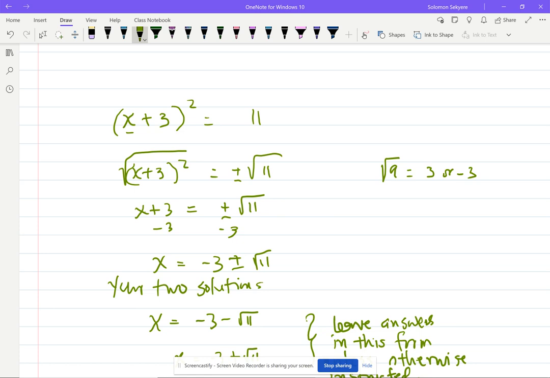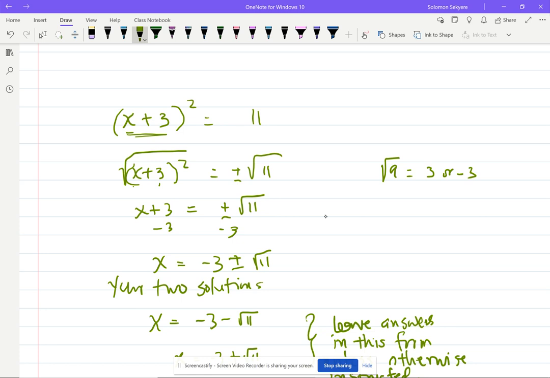You don't need to expand this and bring the 11 to that side and make it equal to 0. All we have to do is take the square root of both sides, and the square root of (x + 3)² brings you to x + 3. So we have that equal to the square root of 11, which is plus or minus square root of 11. You don't need to use a calculator here, unless you are told to. So just leave it like that.